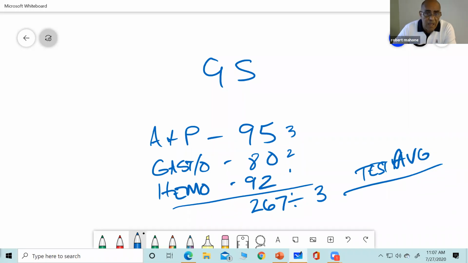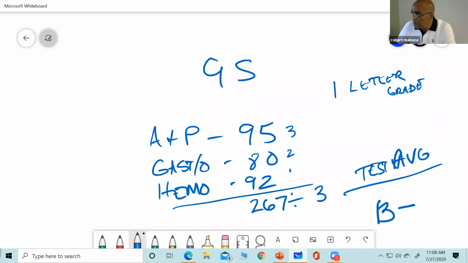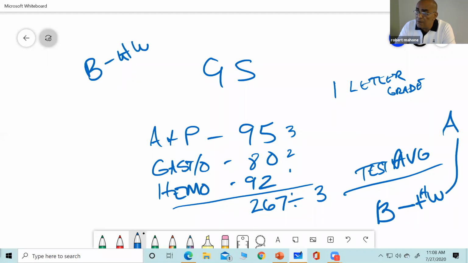Now, the way it works in class is that your homework will either pull your test average up or down. If you do it and you're getting the homework to me, it'll pull your test average up one letter grade. So if your test average comes out to be a B, you've got the plus the homework, that gives you your A. A B minus the homework puts you at C. So doing the homework pulls you up a letter grade. Not doing the homework pulls you down a letter grade.